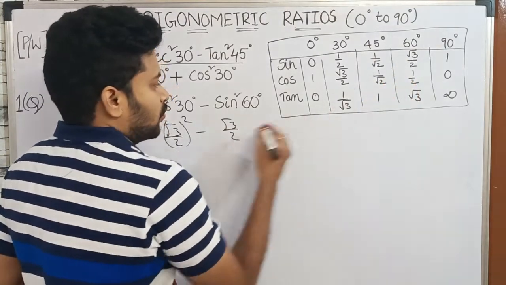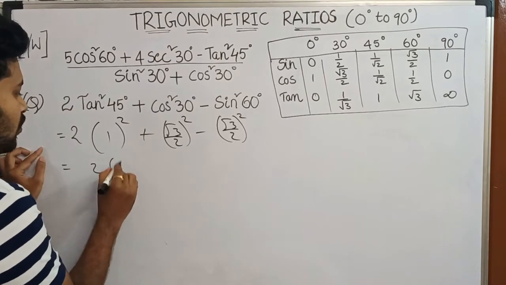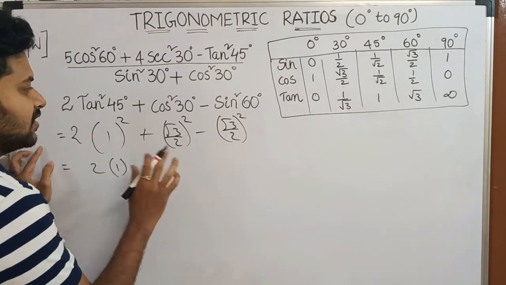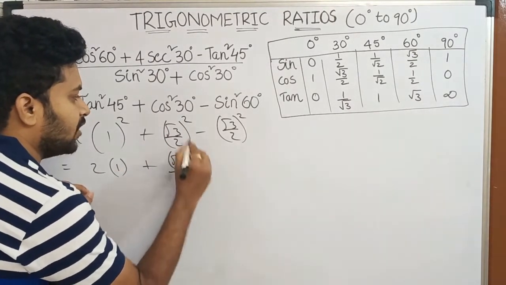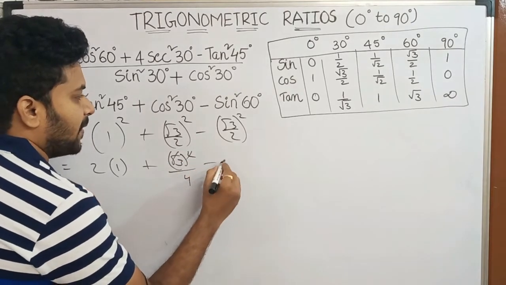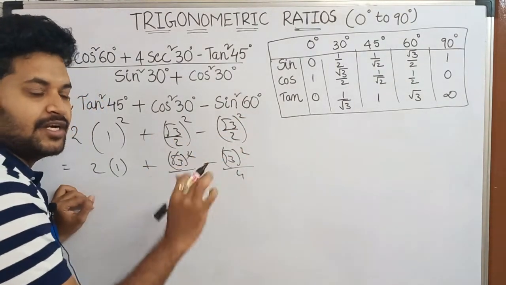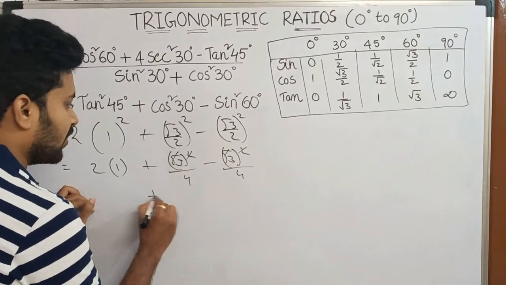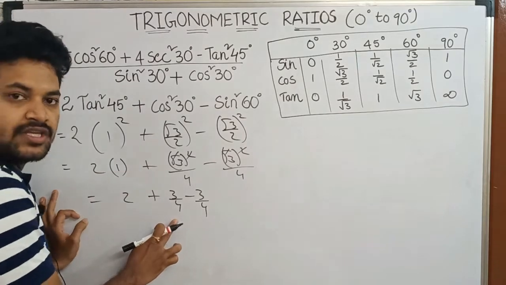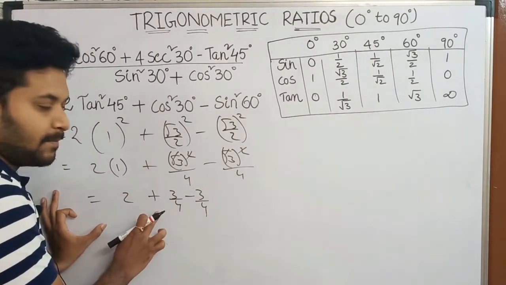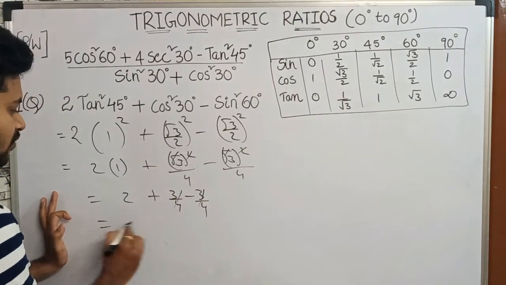Let's check. Root 3 by 2 squared. 2 times 1 squared is 2, plus root 3 squared by 2 squared, which is 3 by 4. Minus root 3 squared by 2 squared, the square applies to numerator and denominator both, so 3 by 4. Here you should think these two are like terms: plus 3 by 4 minus 3 by 4 cancel. Only the 2 remains.